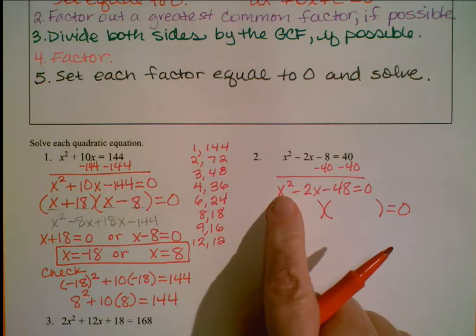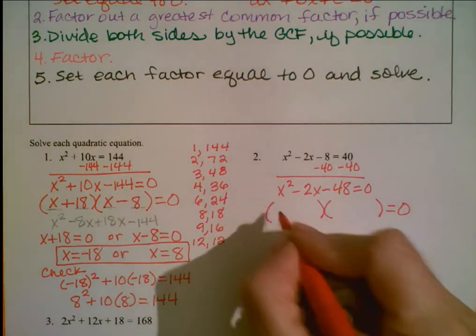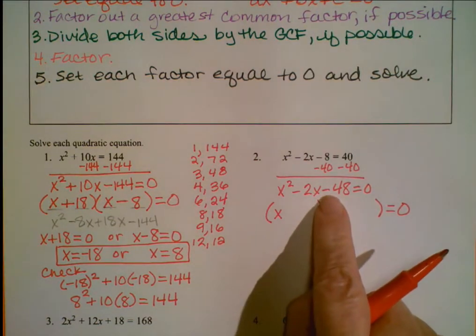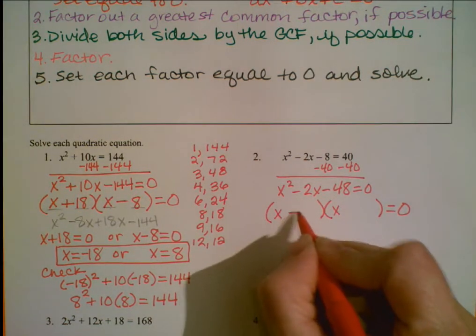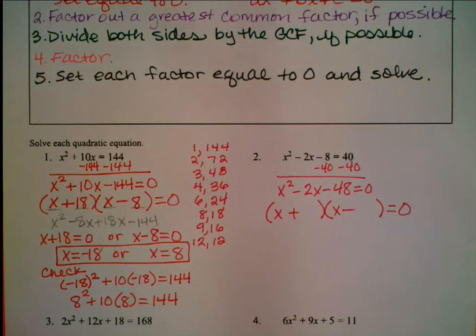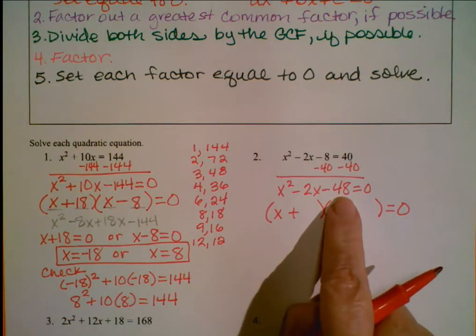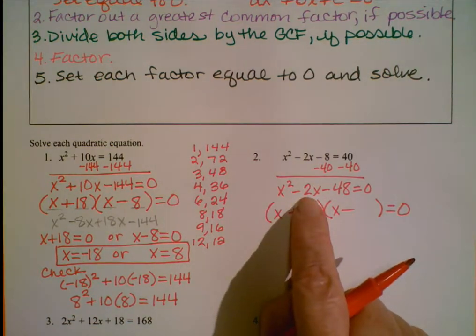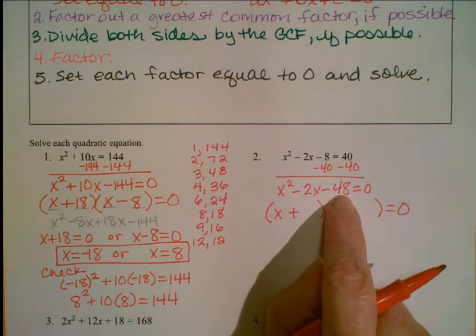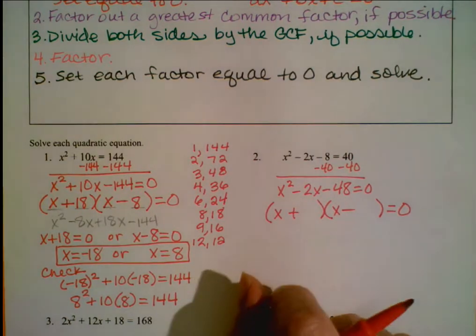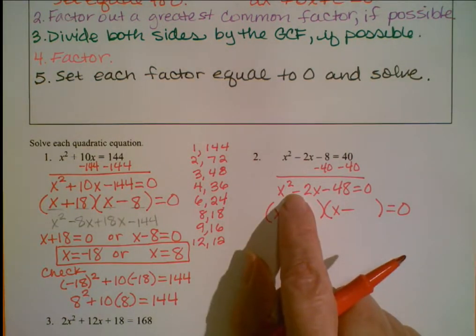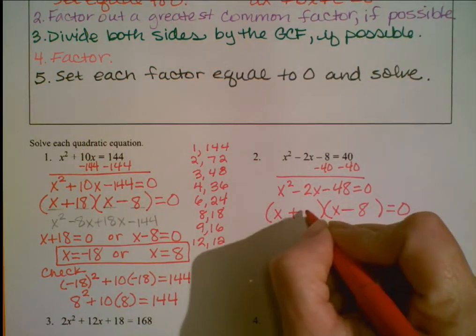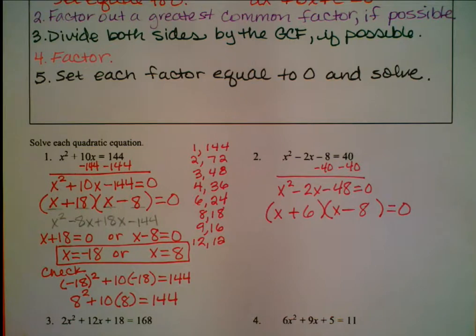All right, for the first term to be x squared, both quantities must start with x. For the last term to be a negative, one must be positive, the other must be negative. So I need two numbers that have a product of 48 and a difference of 2. So two numbers that multiply to give me 48, 8 and 6 have a difference of 2. Because this is a negative 2, the larger number 8 has to go with the negative. So this is 8, this is 6. And there again, we can check that if we need to.